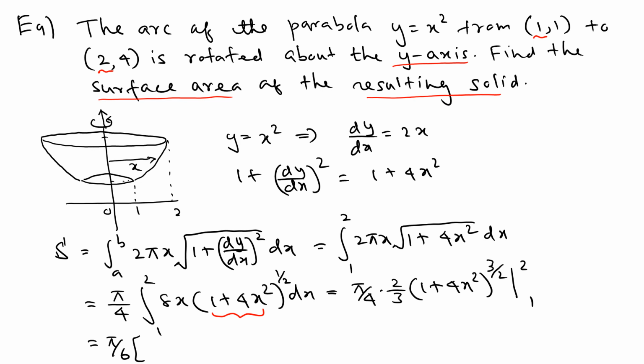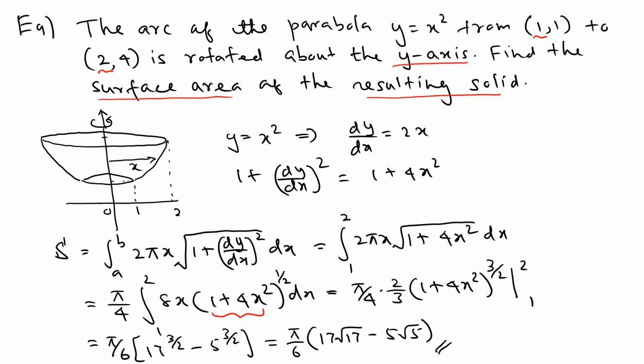If you plug in 2, you can see that this is 4 times 2 squared, which means 16, plus 1, 17. So you get 17 to the 3/2 minus, if you plug in 1, you get 5 to the 3/2. Another way to write this, you don't have to, but you can: 17 square root 17 minus 5 square root 5. So that is the answer for the problem.